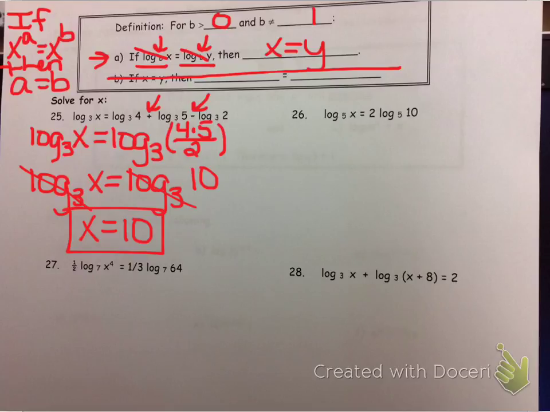Okay, so I want you to try 26 and 27. I want you to pause. If you can, work 28. If you remember how to do it, it is different than the others, so we'll see how far you can take it. Otherwise, we will work it together before we're done.